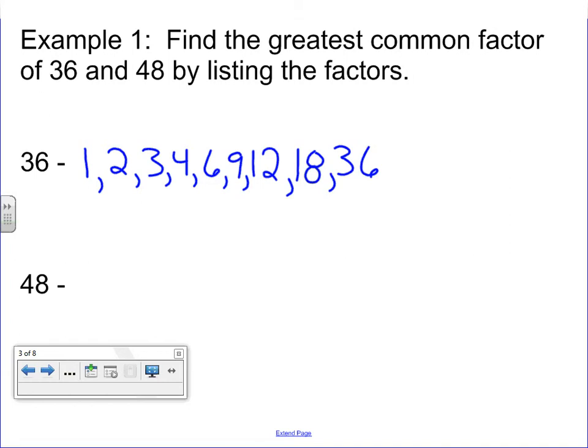I'm going to do the exact same thing now with 48. I'm going to start with 1 and 48.